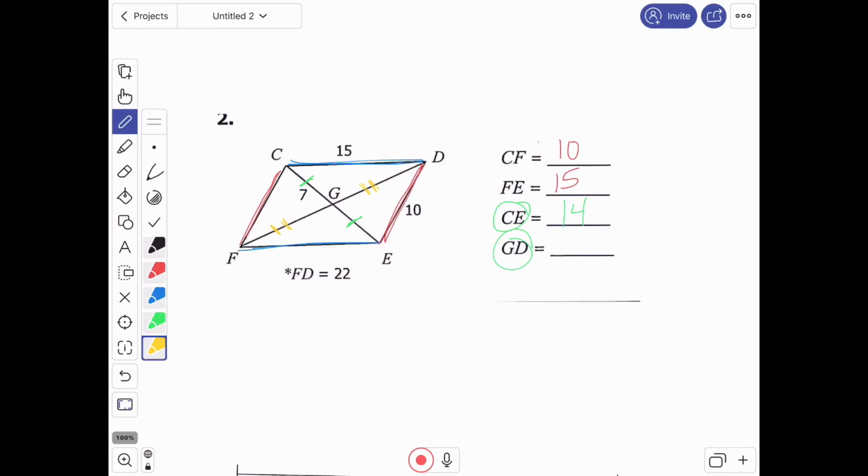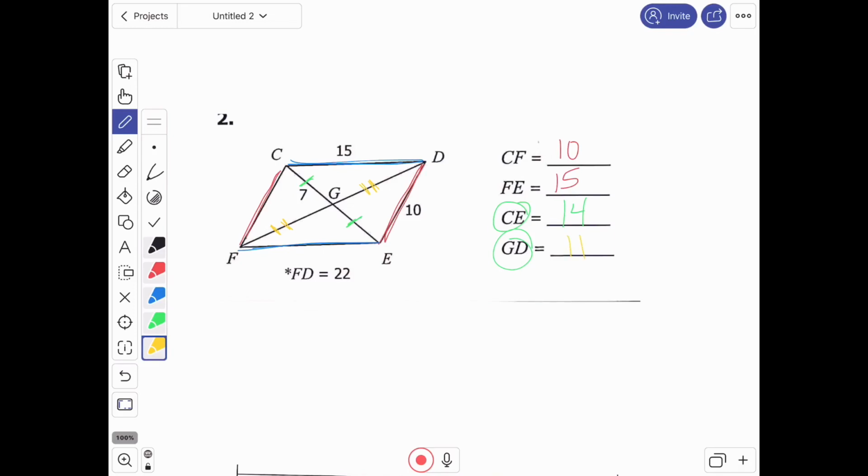Now with GD, I knew that FD, so this whole diagonal, is 22. So again, this diagonal is getting split up into two equal sections. So 22 divided by 2, that would mean FG is 11 and GD is also 11. So GD is 11.